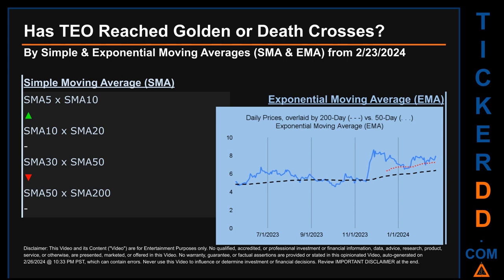Continuing with SMA, we looked across the 5 to 10, the 10 to 20, and the 30 to 50 day ranges to see if golden and death crosses had been reached. We found golden cross signal for the 5 to 10. We found death cross signal for the 30 to 50. We could not find either golden cross or death cross signal for the 10 to 20, the 50 to 200.